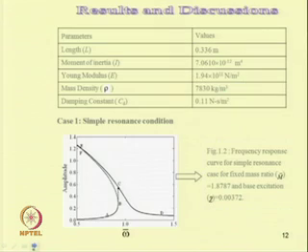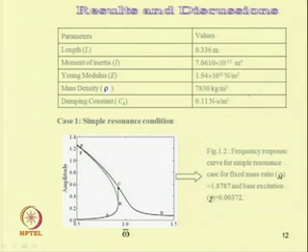In both these cases, let us take some numerical examples and see how the system will behave. Here the length of the system has been taken as 0.336, moment of inertia 7.0610 into 10 to the power minus 12, Young's modulus 1.94 into 10 to the power 11 Newton per meter square, mass density rho equal to 7830 kg per meter cube, and damping constant 0.11 Newton second per meter square.